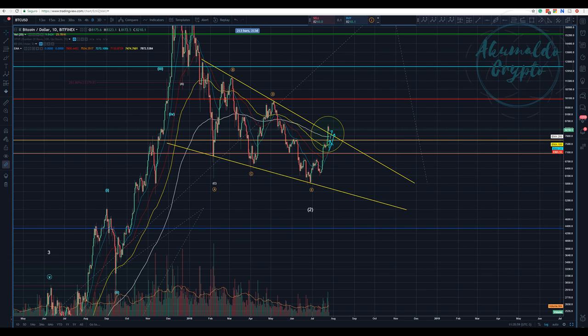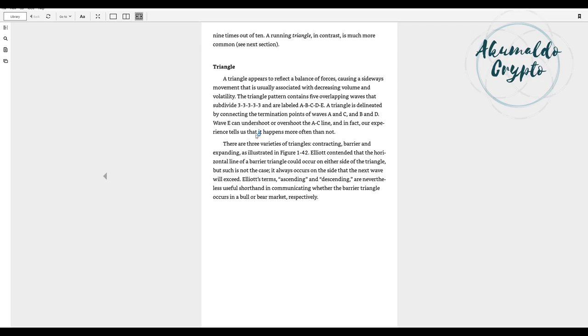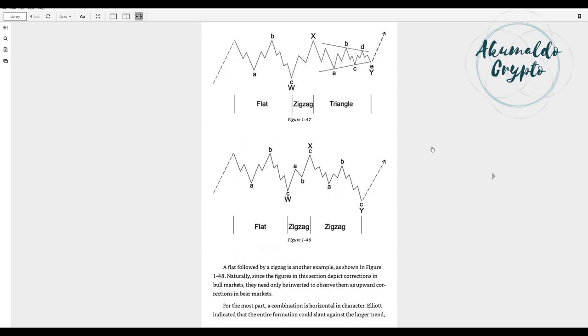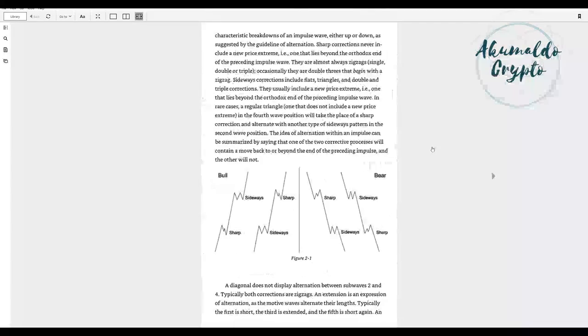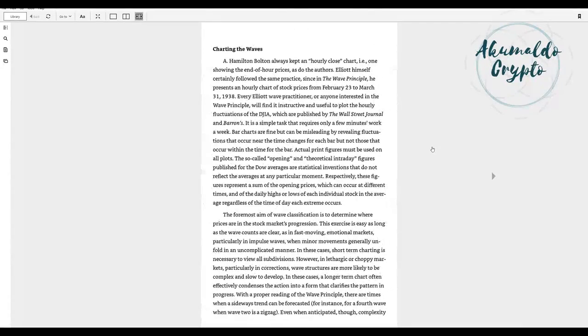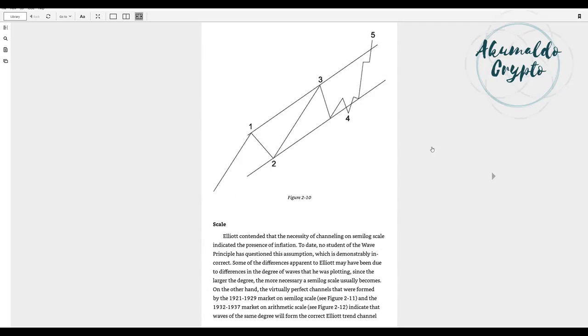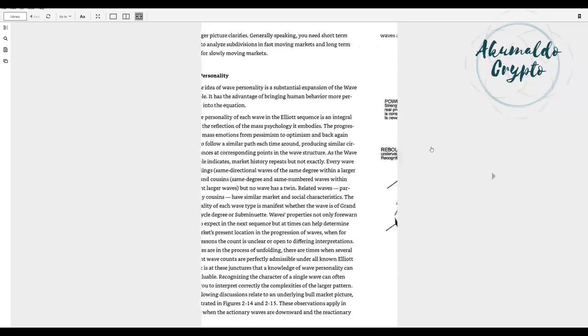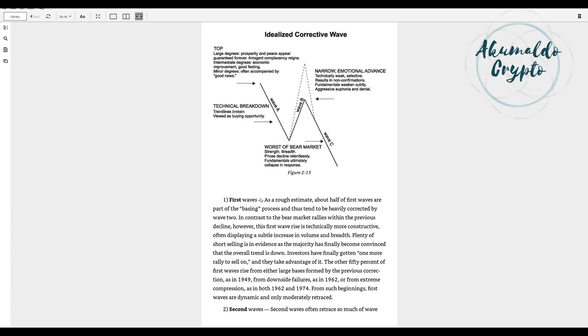But remember, in the first wave of an Elliott wave motive impulse wave, we don't have a lot of volume, okay? If we look at the book, here we have the book. If you go and look at the personality, this is important, guys, to use the book and to remember to be humble, right? To remember that we need to learn all the time. Here we have wave personality. Look at the first wave. Prechter estimates about half of the first waves are part of the basing process and thus tend to be heavily corrected by wave two, okay?